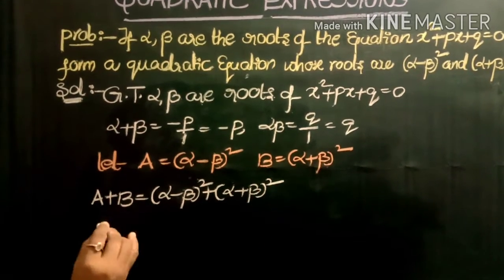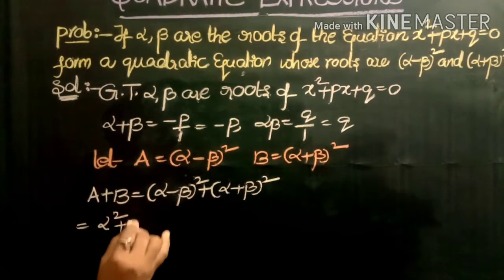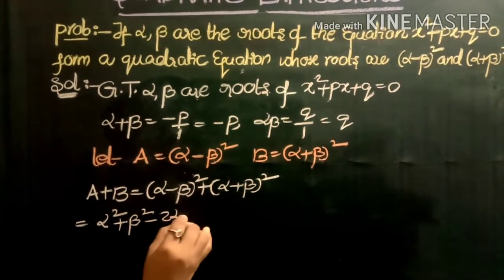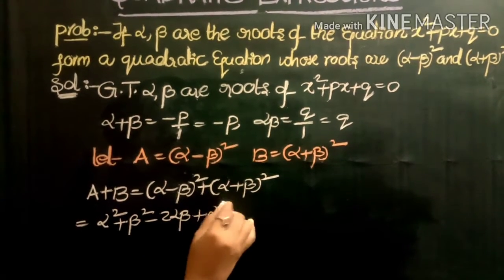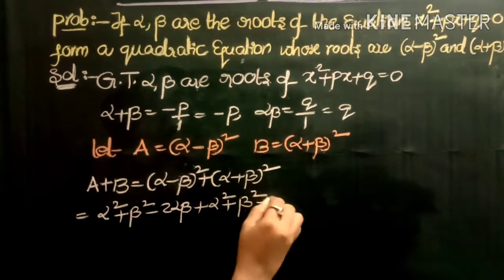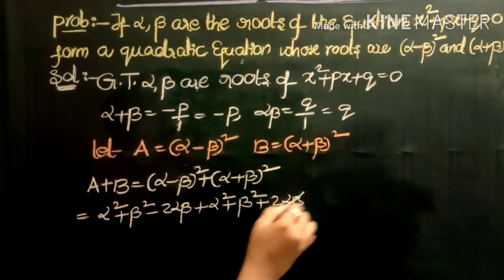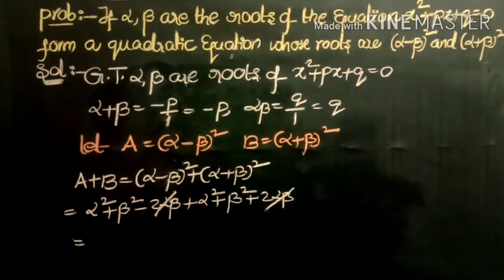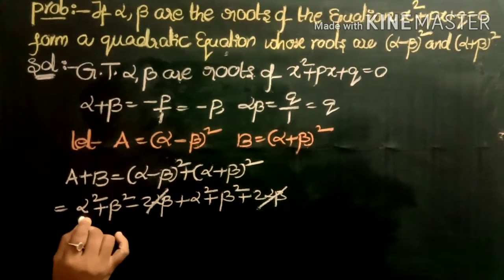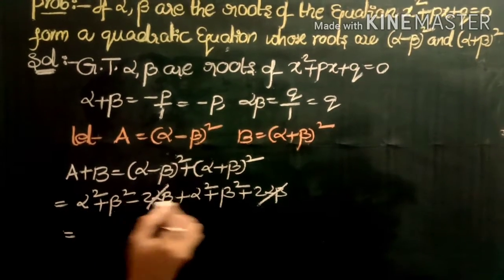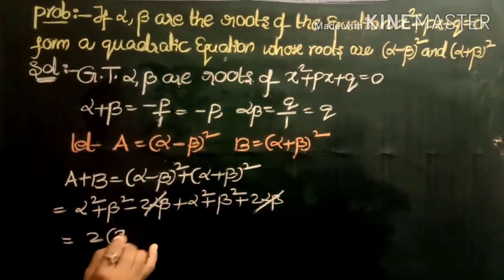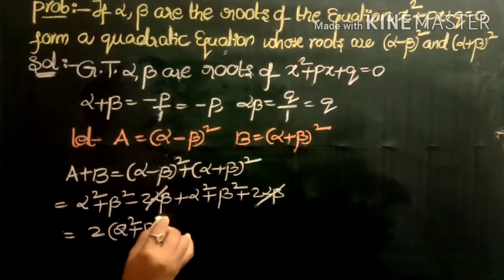Now taking the expansion, alpha square plus beta square minus 2 alpha beta plus alpha square plus beta square plus 2 alpha beta. Now here plus 2 alpha beta and minus 2 alpha beta get cancelled. Now the remaining values are 2 alpha square plus 2 beta square, that is, taking 2 common, 2 into (alpha square plus beta square).